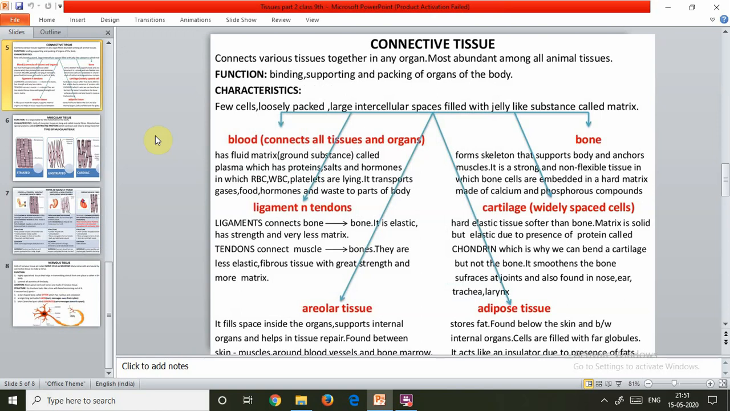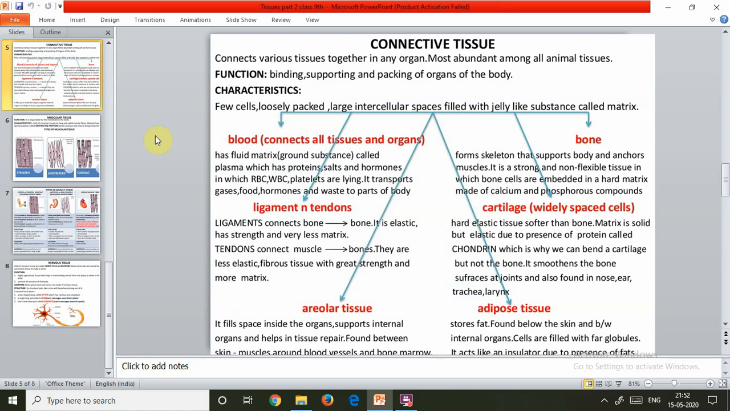The bone is hard and flexible, and the cartilage is just flexible, it is not very hard. The bone is porous and the cartilage is non-porous. Blood vessels are present in the bone, but in the cartilage the blood vessels are absent. The matrix is made up of protein and mineral salts in the case of bone, that is calcium and phosphate, but in the cartilage the matrix is made up of just protein. There is no presence of calcium or phosphate.